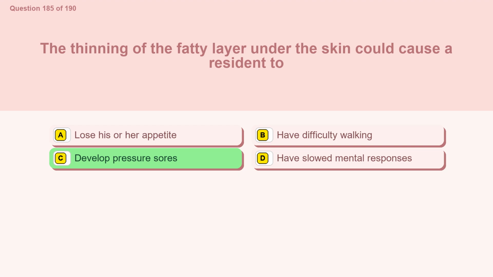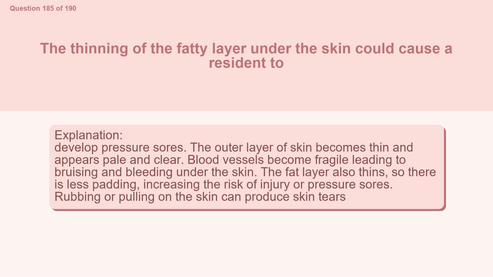The correct answer is Option C, develop pressure sores. The outer layer of skin becomes thin and appears pale and clear. Blood vessels become fragile, leading to bruising and bleeding under the skin. The fat layer also thins, so there is less padding, increasing the risk of injury or pressure sores. Rubbing or pulling on the skin can produce skin tears.